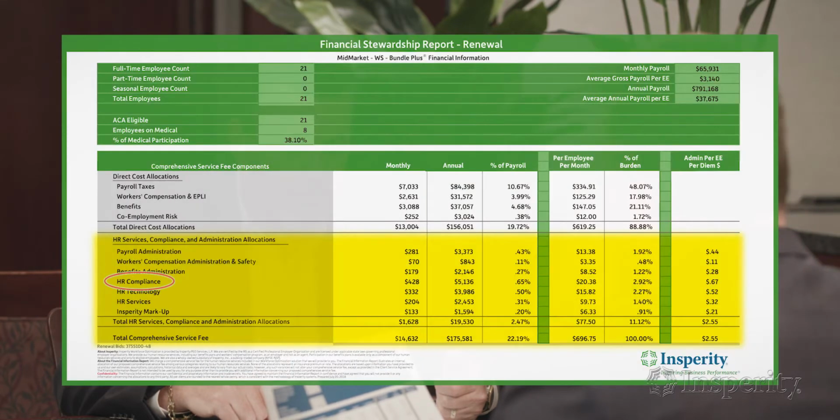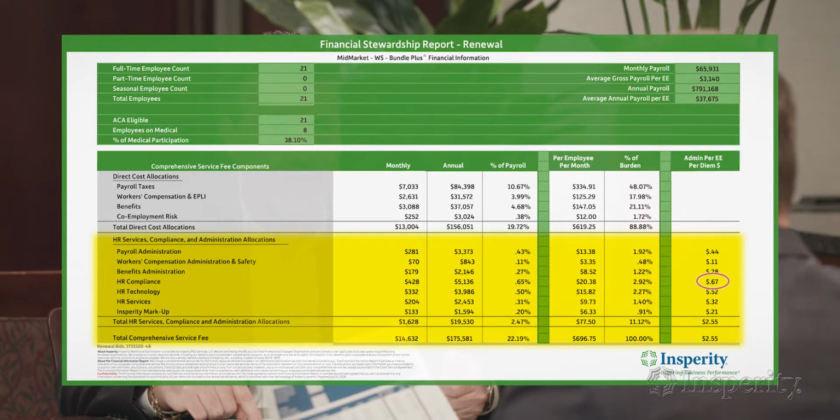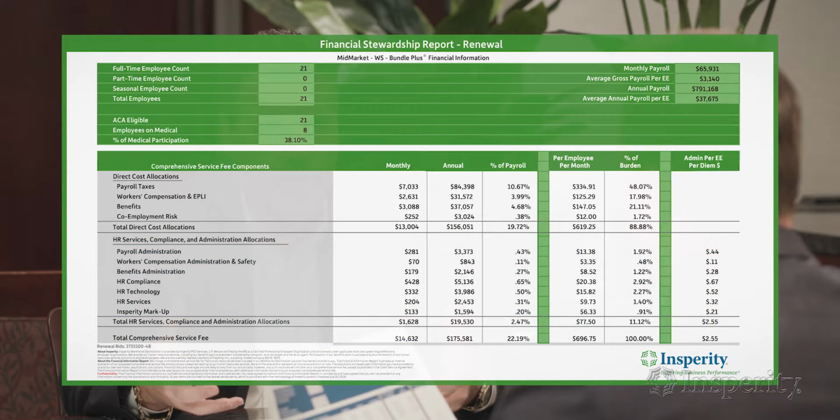So the next area of the administration portion is HR compliance. HR compliance is $20.38 a month, or 67 cents a day. HR compliance would cover the cost associated with those individuals that work in our legal department, in our EEO group, and also in our Section 125 non-discrimination testing. These are the people that keep us out of trouble. That's correct.